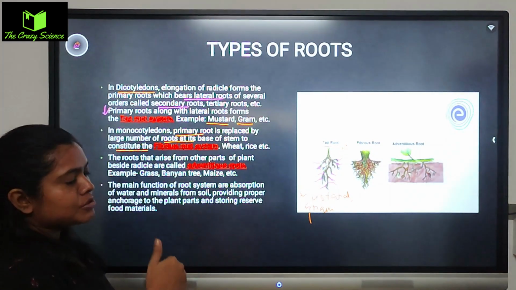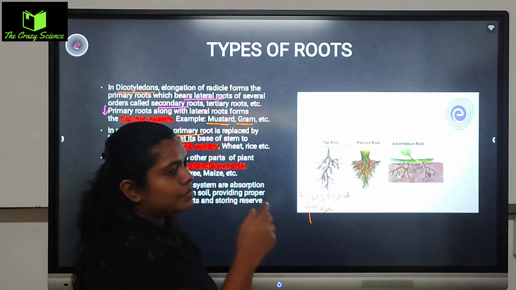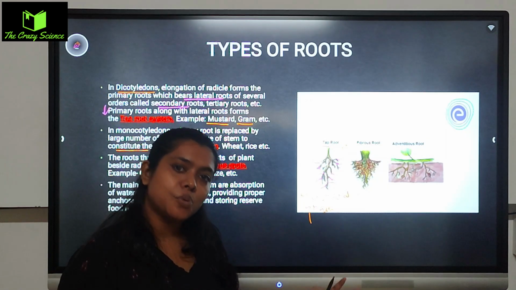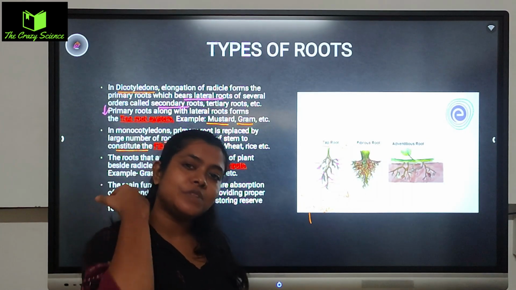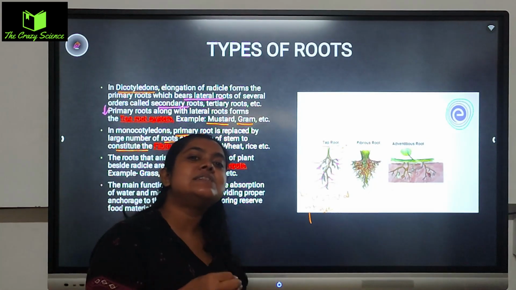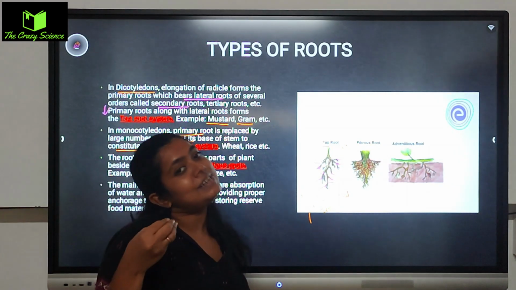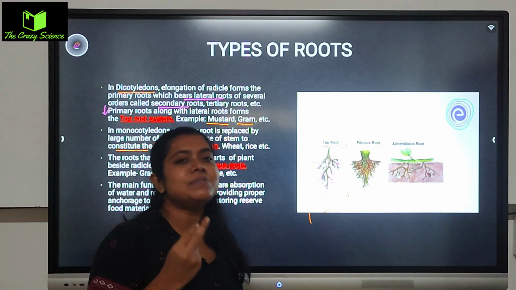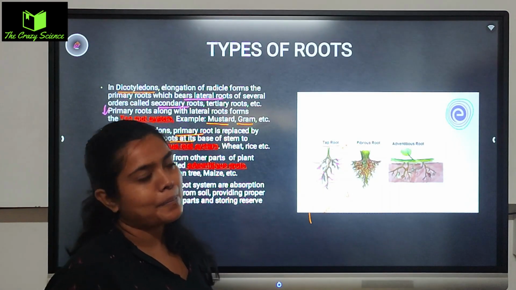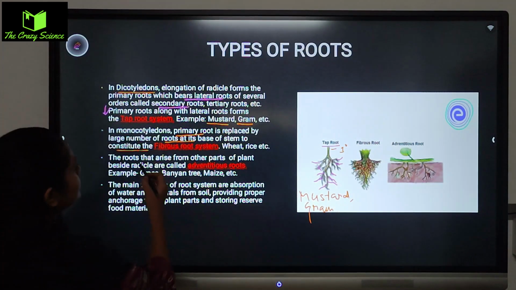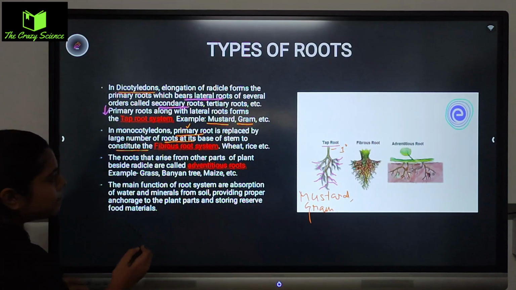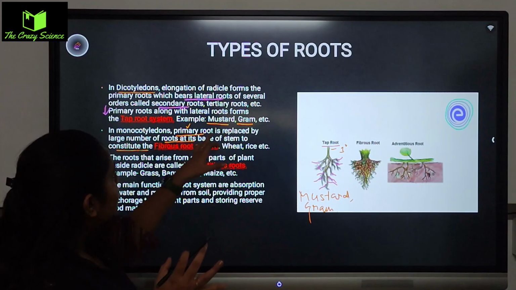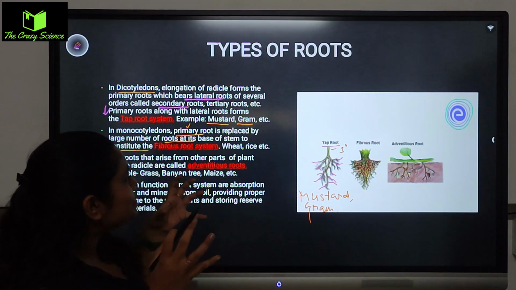Okay, when I come to the seed part, meaning after these two videos, the last part of this particular chapter will discuss more about monocotyledonous and dicotyledonous, their differences, what it actually is. There are two types of seeds in the angiosperm. Okay, so their primary root is getting replaced by a large number of roots at the base of the stem.